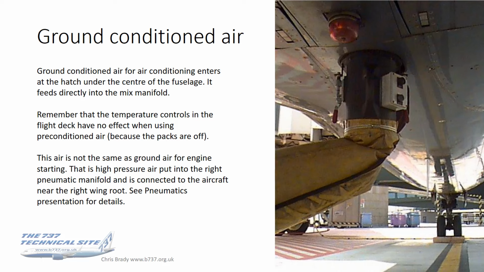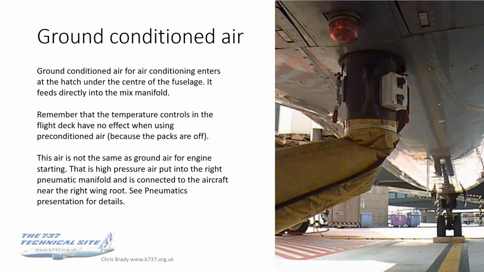A couple of points to remember for those who might have forgotten or newcomers to the 737. First thing is that the temperature controls in the flight deck have absolutely no effect when using preconditioned air. The temperature you get in the cabin is the temperature at which the air is supplied by the airport. The temperature controls in the flight deck have no effect because the packs are off. You're not using packs. That's why you've got ground conditioned air.